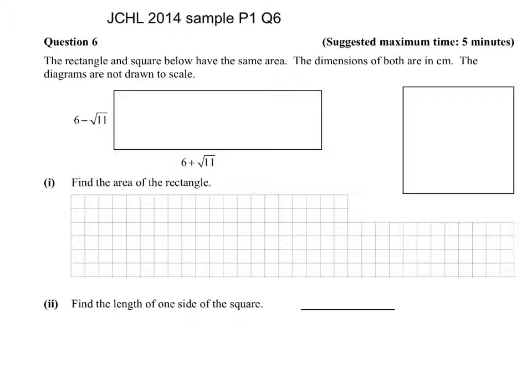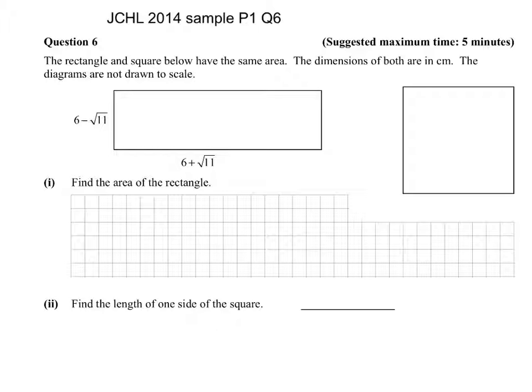They tell you the rectangle has two measurements, the length and the width, and one is 6 minus root 11 and the other is 6 plus root 11. They don't tell us anything about the width of the square. So they ask you to work out the area of the rectangle, and this is reasonably straightforward.